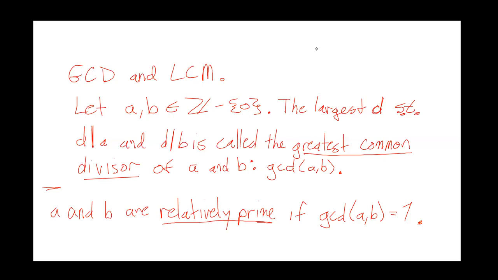Is there a reason you wrote the set as C minus... A and B are integers that are not zero. They can be negative. Yeah, just non-zero. Non-zero integers, all the integers but zero.